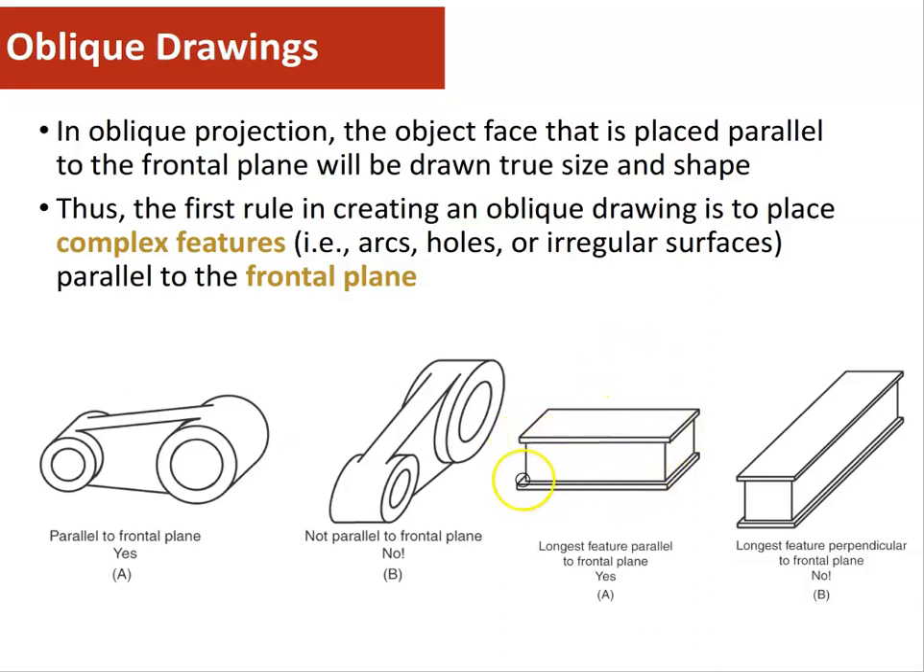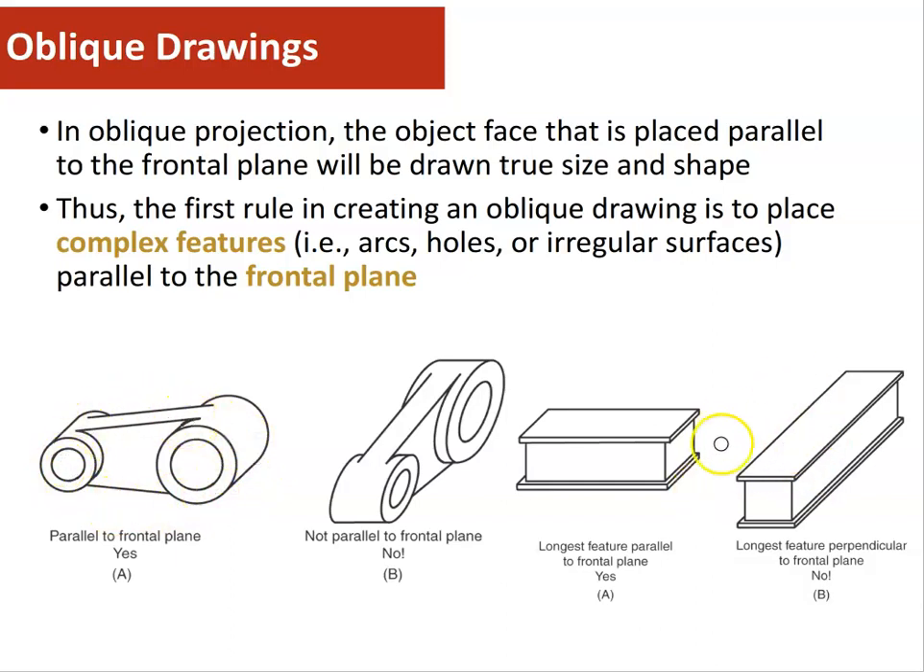The features are longer here compared to this side. So this is just a short feature, this is a long feature. So we want the long feature on the front side. Here we want the part where we have the most features as our front side.